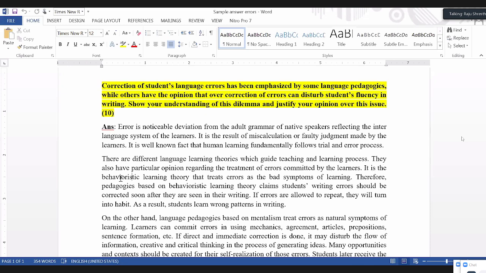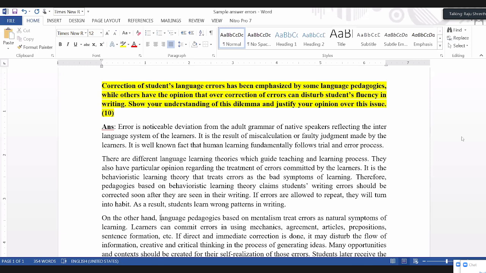It is the behavioristic learning theory that treats errors as bad symptoms of learning. Therefore, pedagogies based on behavioristic learning theory claim students' writing errors should be corrected soon after they are seen in their writing. If errors are allowed to repeat, they will turn into habit. As a result, students learn wrong patterns in writing. This is the kind of claim behavioristic learning theory or pedagogies based on it make, and they say like this.